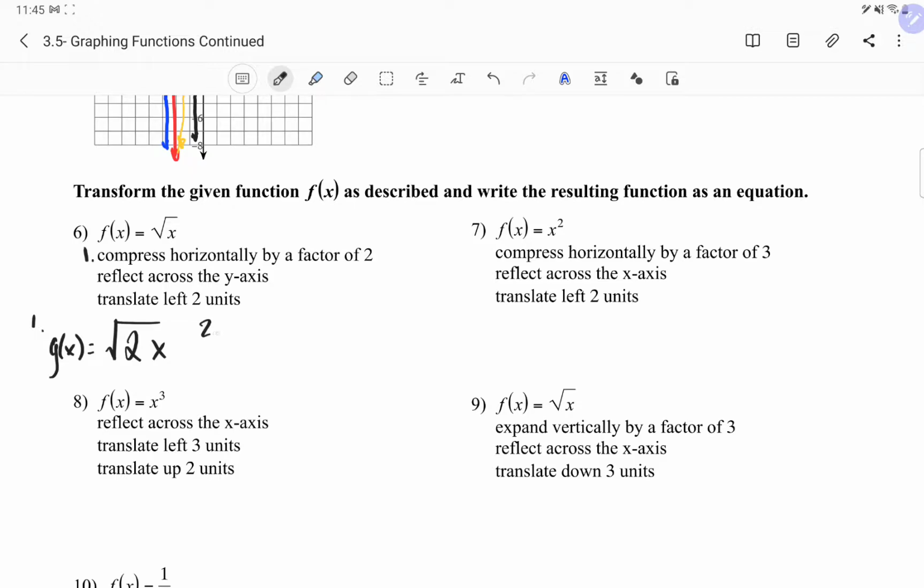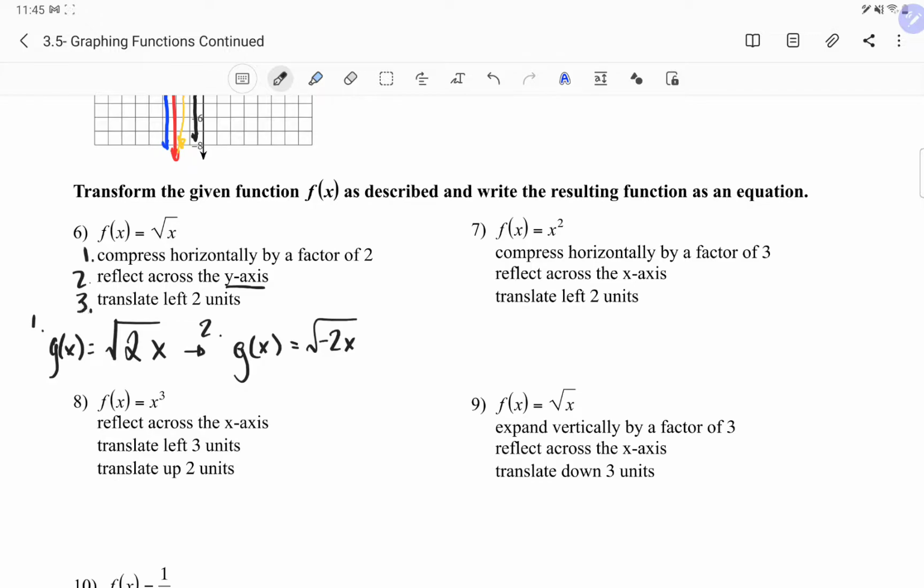Okay, so number 2, it says it is a reflection across the y-axis. So again, because it's the y-axis, it's affecting the inside of the function. So we're going to say g of x is now the square root of negative 2x, right? Because we're affecting just the x value.